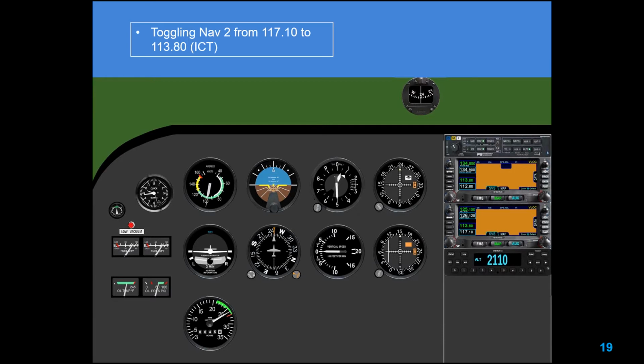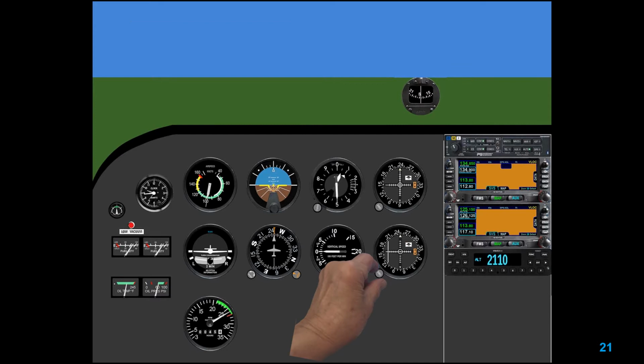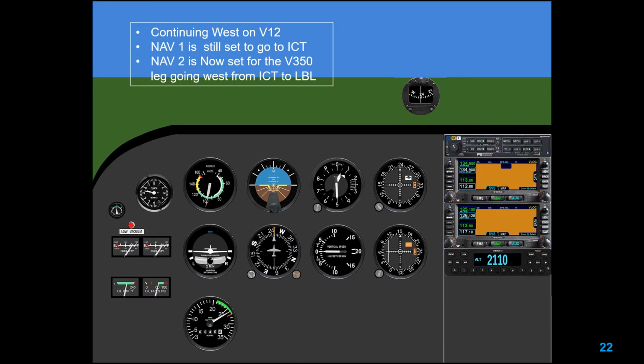Toggle nav2 from 117.1 to 113.8, which is Wichita VOR. We're going to have to reset the CDI to have the correct course to the Wichita VOR. Okay, we're continuing west on Victor 12. Nav1 is still set to Wichita. Nav2 is now set for Victor 350, the leg going west from Wichita to Liberal.